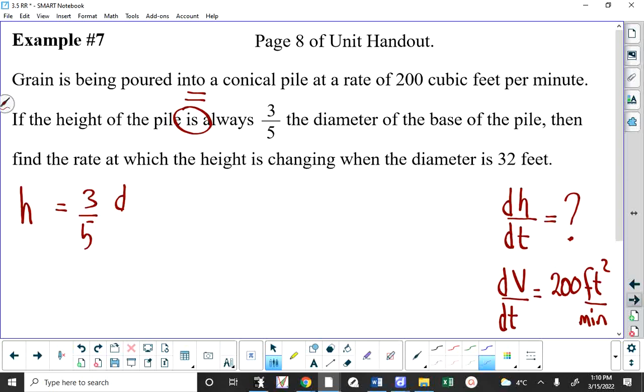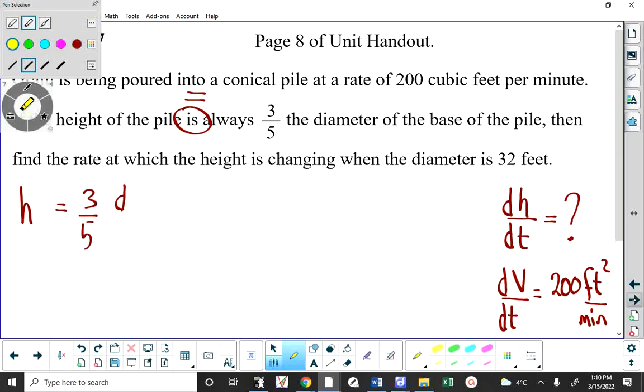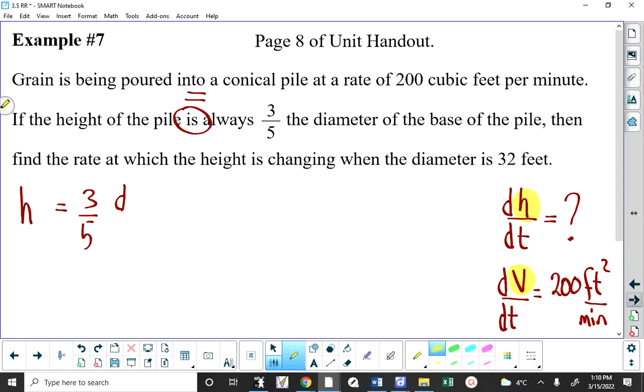And now you're going to have to go to your geometric formula sheet that I see many of you are already looking at. Because the two variables that we care about in this question are the height of the pile and the volume of the pile. Why? Well, because those are the rates of change that have those variables. And when you look up the volume of a cone, the volume of a cone is 1/3 pi r squared h.